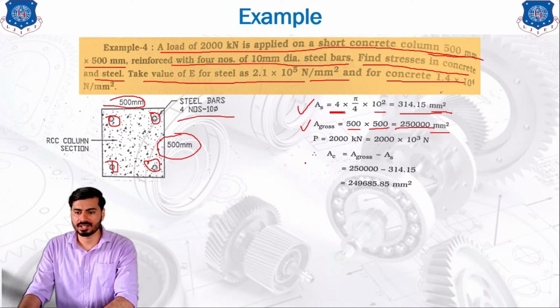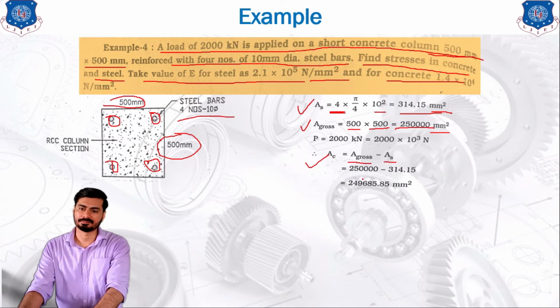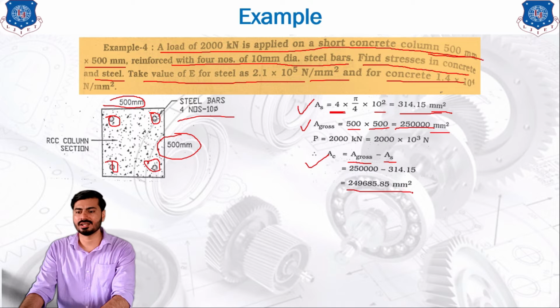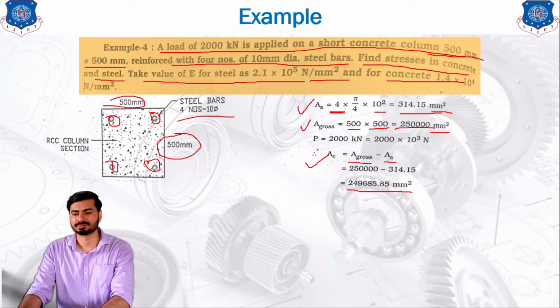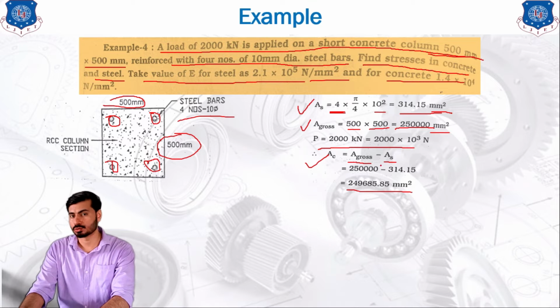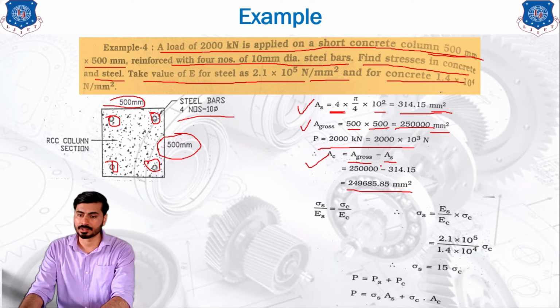So in order to calculate the concrete area, you can see that we are subtracting the steel area from the gross area. This is how we are going to calculate the concrete material area. P is given as 2000 kilonewton, so 2000 into 10 raised to 3 Newton.